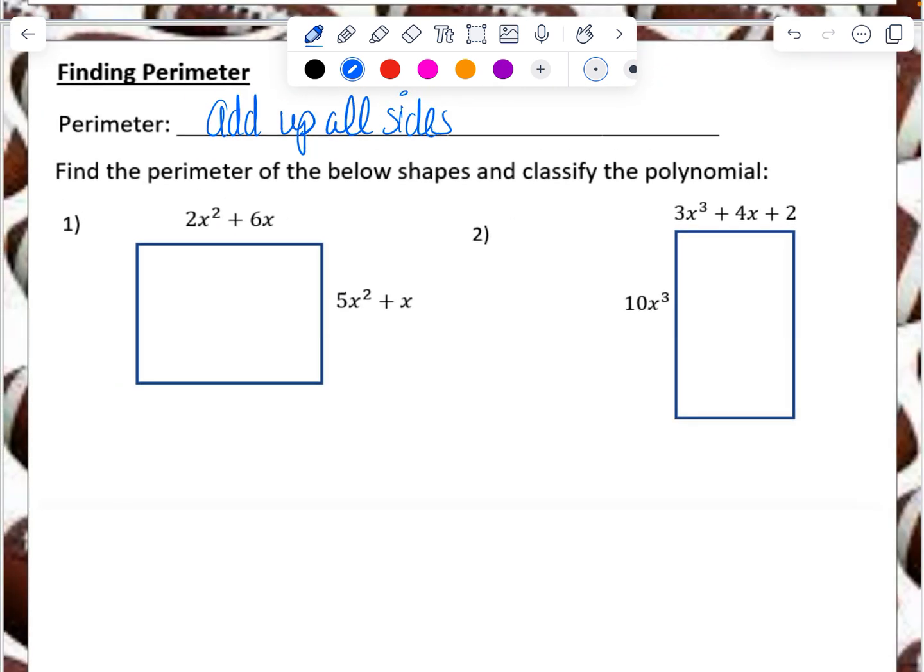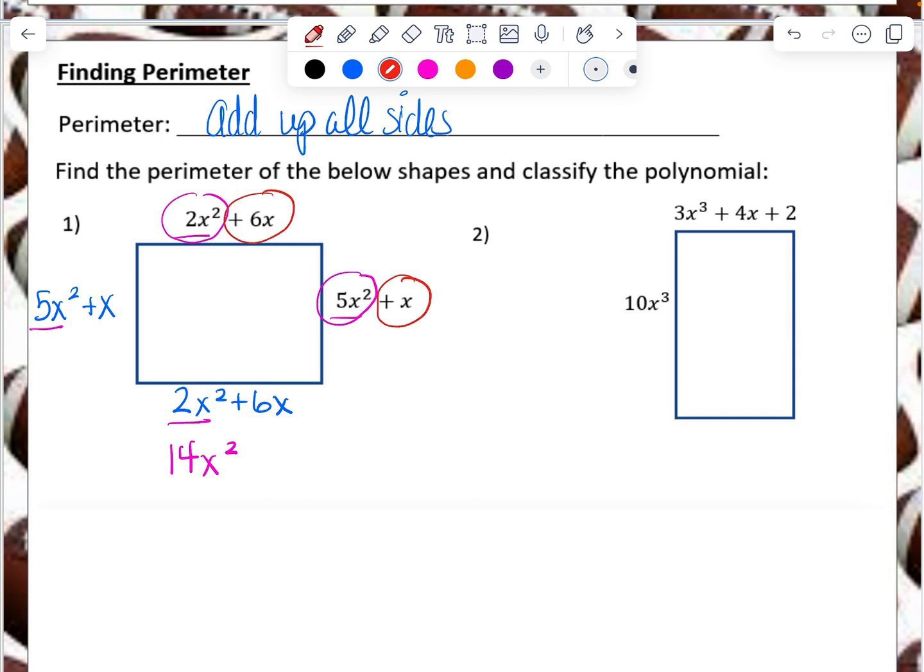So keeping in mind when we find perimeter of a shape, we have to go all the way around this shape. So I'm going to show that because these are my notes and I want to make sure that they're clear. Then I'm going to just combine like terms, and I just like to look all the way around, or I can even look at 2x squared plus 5x squared and then double that. So that'd be 7x squared. If I double that, that's 14x squared. And then I have 6x and x, that's 7x. If I double 7x, it's 14x. So that's the perimeter.